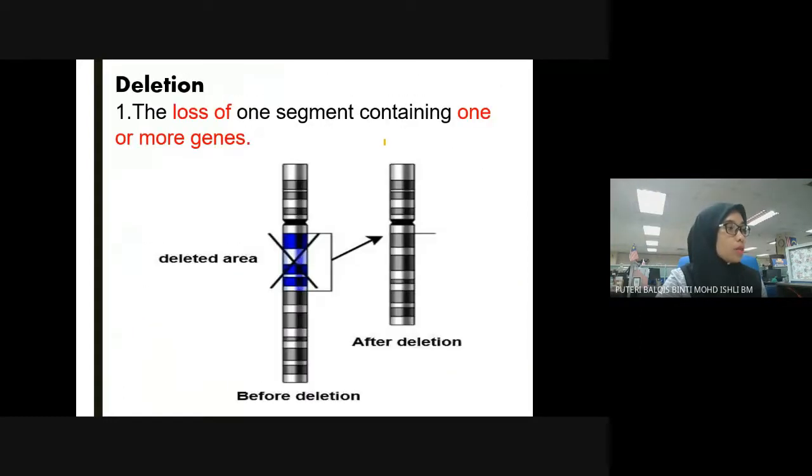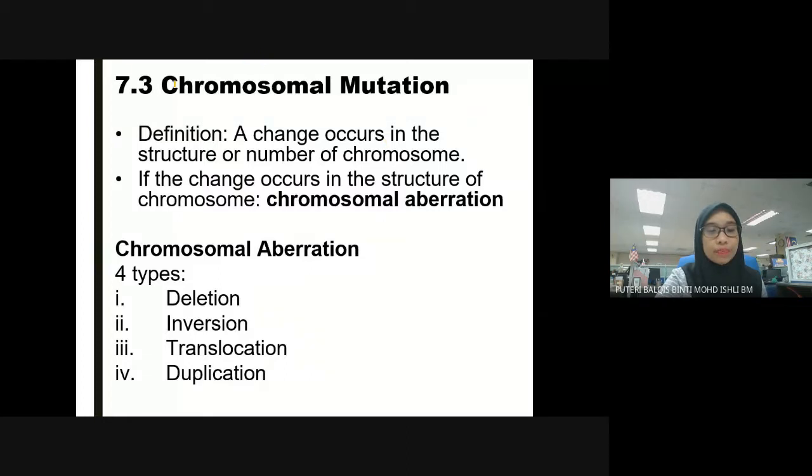Okay, kita tengok dulu chromosomal mutation. Definition of chromosomal mutation: a change occurs in the structure or number of chromosome. Okay, if the change occurs in the structure, kita panggil dia sebagai chromosomal aberration. There are 4 types: deletion, inversion, translocation, duplication.